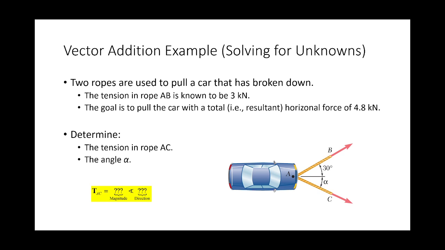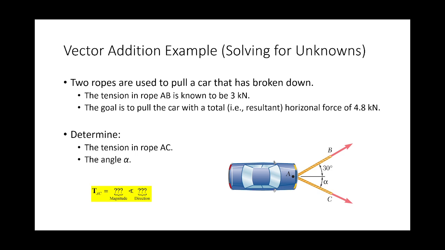But we have a vehicle stuck, and it's being yanked on by two ropes. We'll call them rope AB and rope AC. They're both connected to the car at point A. And we know how much tension is in the first rope, so we know everything about vector AB. The magnitude of that vector is 3 kilonewtons, and we know the direction because measured from the horizontal, it's 30 degrees. Now, what we don't know is what's going on with this vector. So we know the car is being yanked on with two ropes.